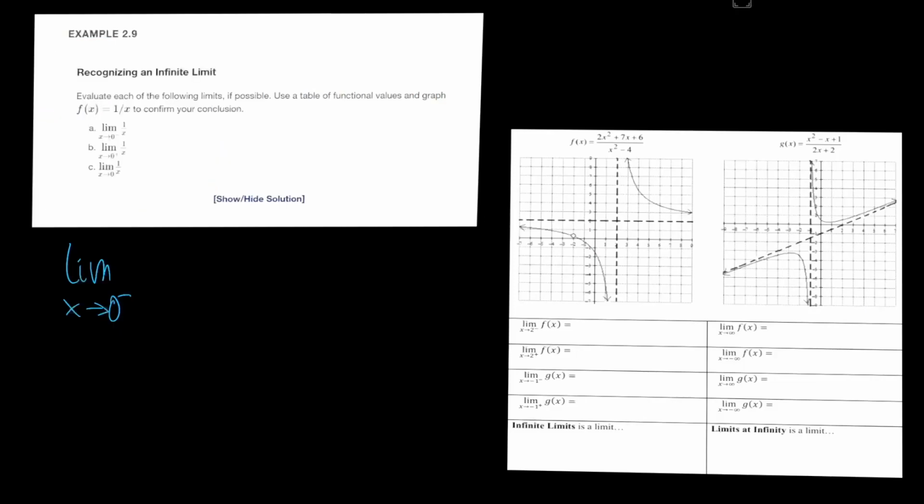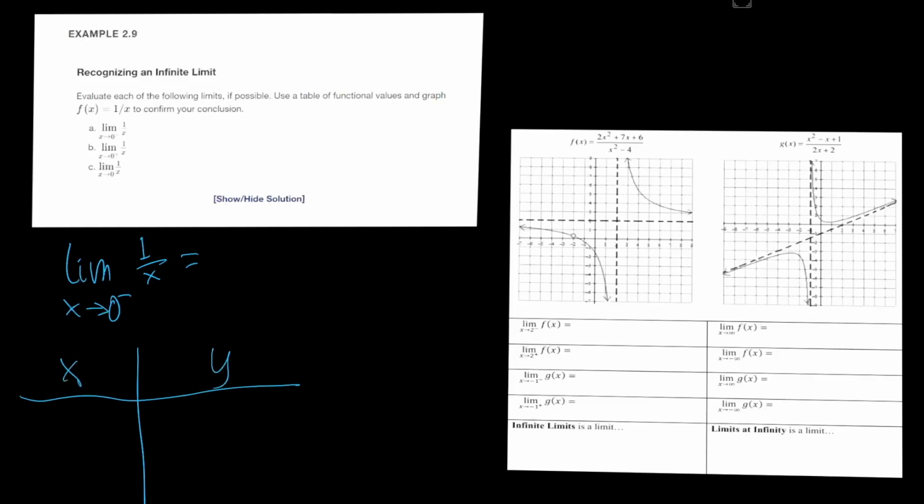So let's find the limit as x approaches 0 from the left side of 1 over x. So what's that going to equal? We can't just plug in 0, because it's not asking for the limit as x approaches 0. It's asking for the limit as x approaches 0 from the left side. So there's a difference there. To find this, we actually have to create a table.